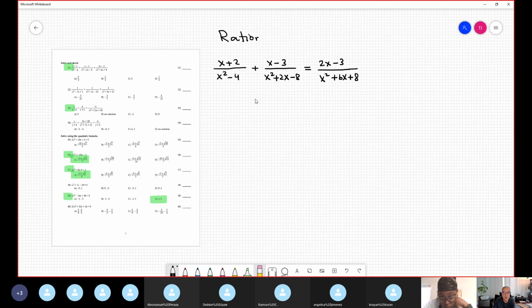Remember, the word rational in mathematics means fraction equation. This equation can contain variables in the top and the bottom. And the procedure for solving this equation: step number 1, factorization of any expression in the bottom.